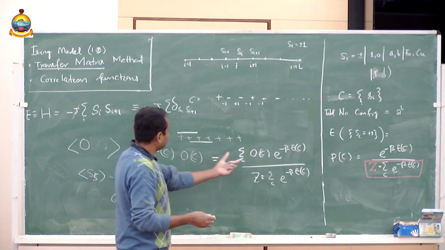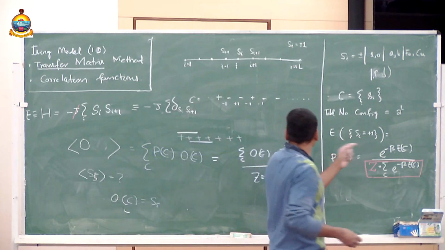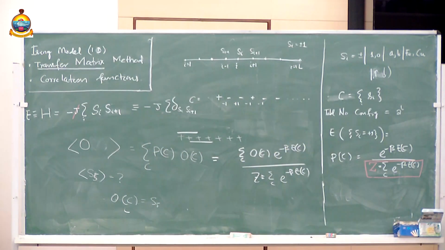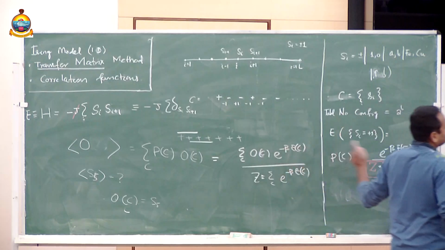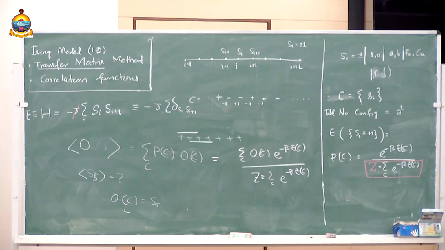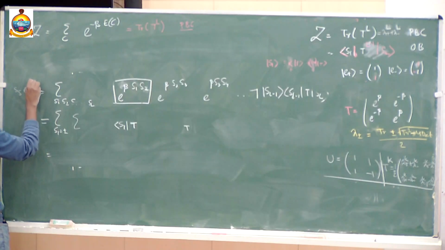Now what you do is put S5 here and do the sum again. We have written the sum, e to the power minus beta E of C, and I'll complete it again, S1, S2, and do the sum again. So what I'm calculating is S5 e to the power minus beta E of C, summation over C. That's what we want to calculate.